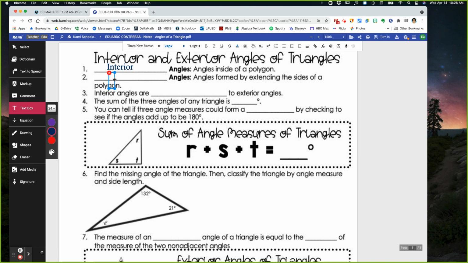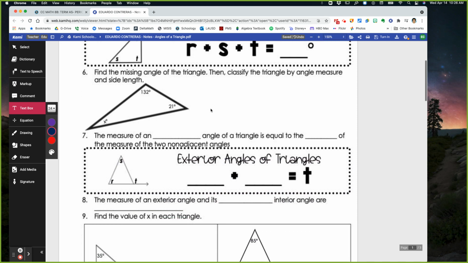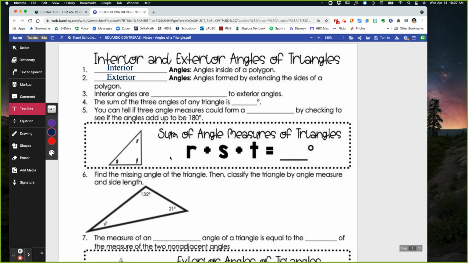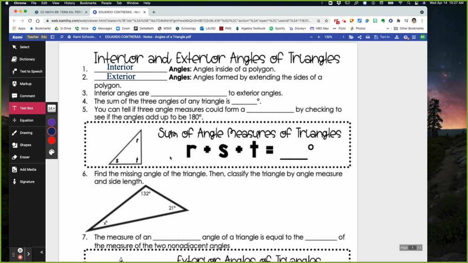So the word exterior is going to go here on number 2. Exterior. So exterior angles are angles formed by extending the side of a polygon. So real quick, let me show you what that looks like. If you see this triangle here, I extend the line, make it go beyond the triangle, and this angle formed on the outside is an exterior angle. Okay, so that's what an exterior angle is. Any questions?